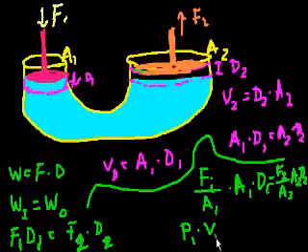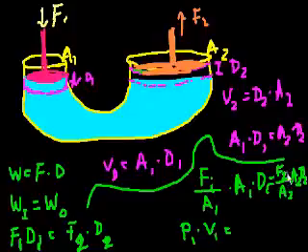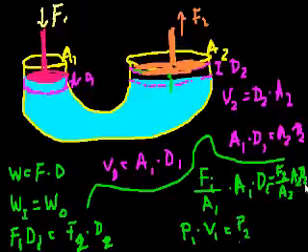Pressure times V1 is equal to the output pressure, force 2 divided by area 2, which is the output pressure that the water is exerting on this piston. So that's the output pressure, P2. And what's area 2 times D2? The cross-sectional area times how much the water is being displaced upward is equal to volume 2, right?